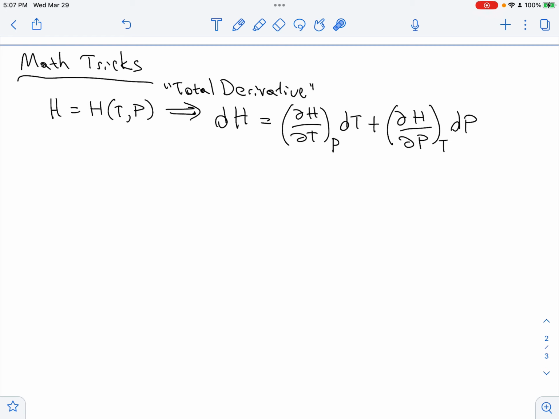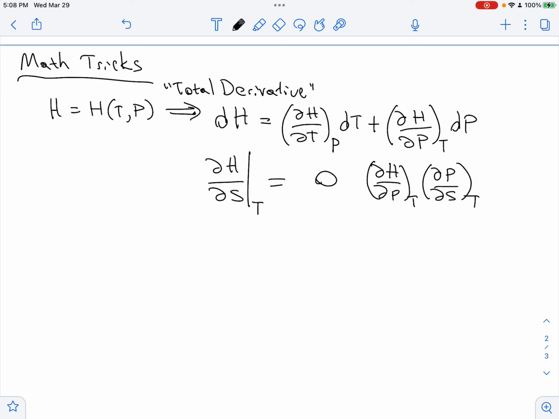For example, if I wanted to know, say, dH dS at constant T, what I can do is divide the total derivative by dS and hold T constant. So at constant T, dT would be 0, so that term wouldn't be there, and this would be dH dP at constant T times dP dS at constant T. Whoops, that would be a plus. I don't know why you would do this particular one because we're not working on a problem, but you can use total derivatives to generate other derivatives.